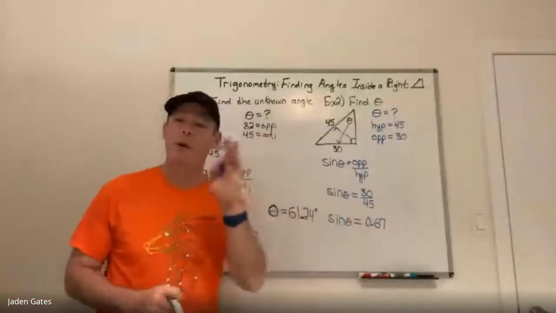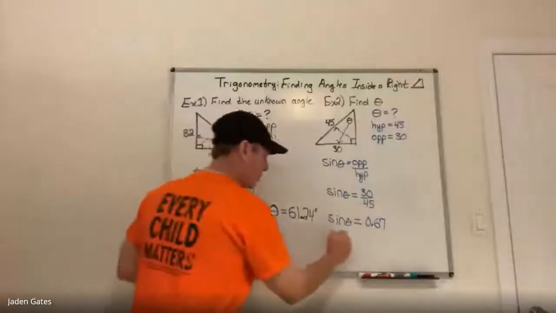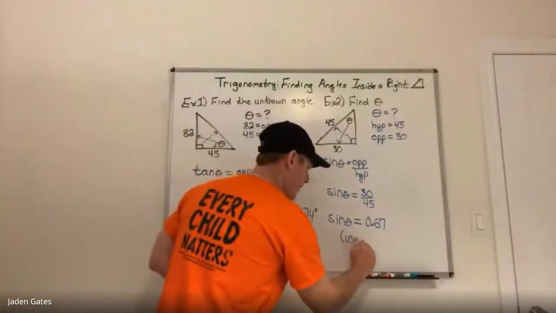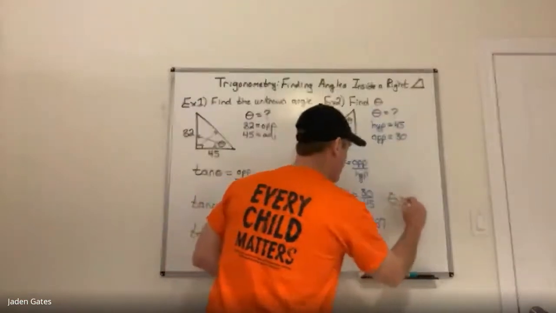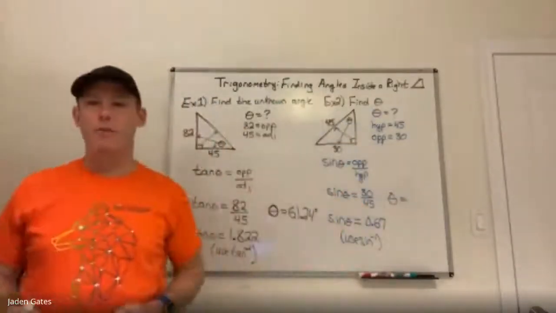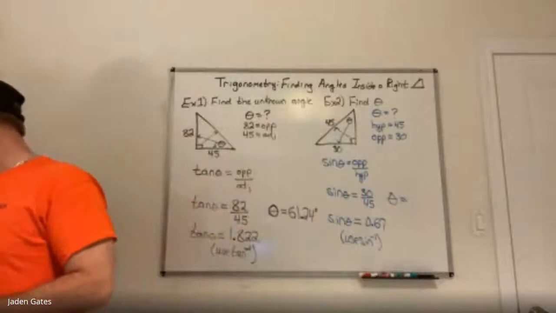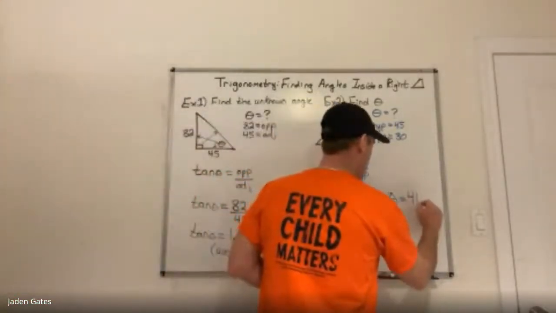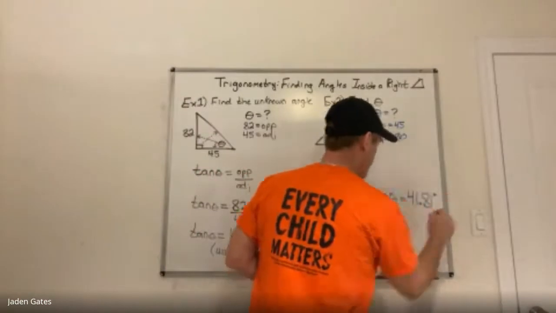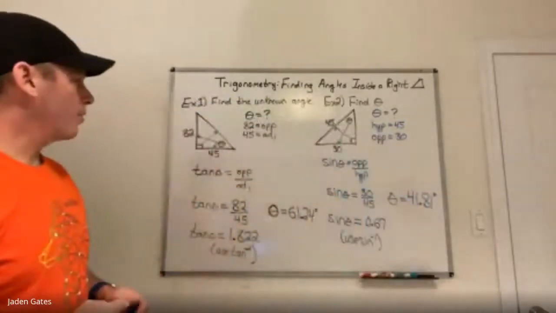And now I have the sine ratio, but I want the angle. So this time I'm going to use sine inverse, all right, to get my angle. And if I type that in, again, I got out of my calculator degree mode. And I type that in and I'm getting 41.81 degrees. There we go.